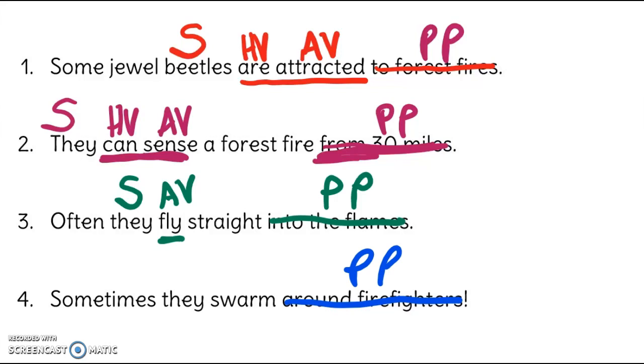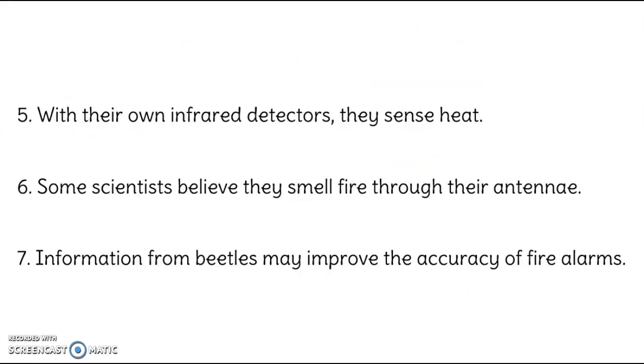Now I'm going to ask if there's a verb. What's the action? Swarm. That's an action verb, and I don't see a helping verb in front of it. So now I'm going to ask myself, who or what swarm around the firefighters? They swarm around firefighters. That's my subject. And this is the last example I'm going to do with you. The next 5 you're going to do on your own, and then you're going to turn it in for us to check to see how you're doing.